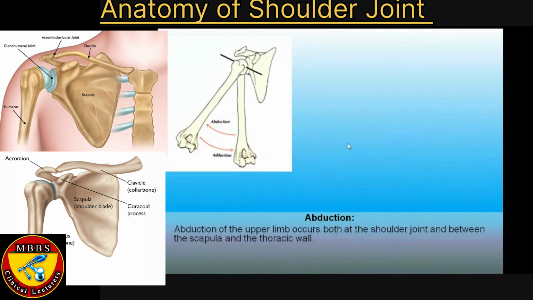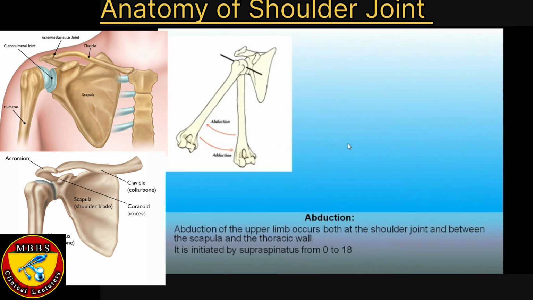Abduction of the upper limb occurs both at the shoulder joint and between the scapula and the thorax. Now, this is a very important action because there are different muscles involved, and they do the abduction at different angles. The first muscle, which initiates abduction, that is the start of abduction, is the supraspinatus muscle.